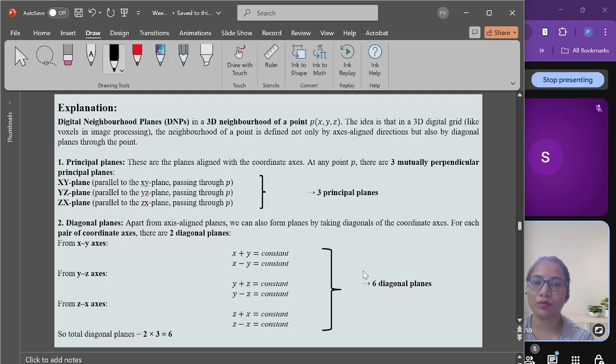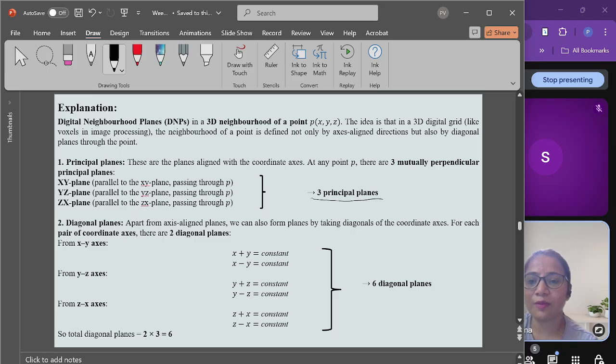So what will be the principal planes? These are the planes aligned with the coordinate axes. At any point P, there are three mutually perpendicular principal axis planes, in the three directions x, y, z. One is the xy plane, another is parallel to the yz plane, and the zx plane. So in total, how many principal planes will there be? Three principal planes are there.